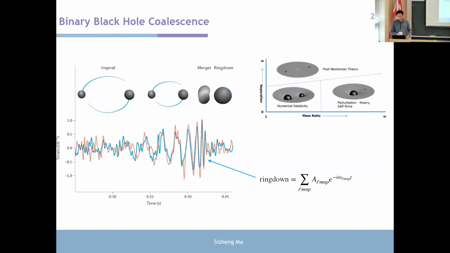Especially the ringdown part corresponds to the oscillation of the remnant black hole, and the emitted gravitational wave is largely consistent with the superposition of the so-called quasi-normal modes, whose complex frequencies are determined by the mass and spin of the remnant due to the no-hair theorem. And in the following, my discussions will be rooted in this perturbative perspective.